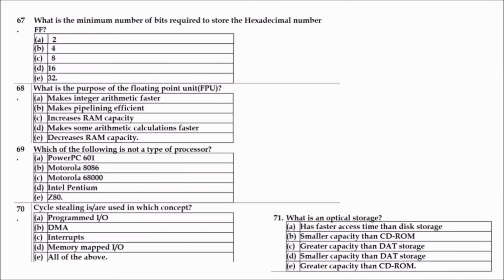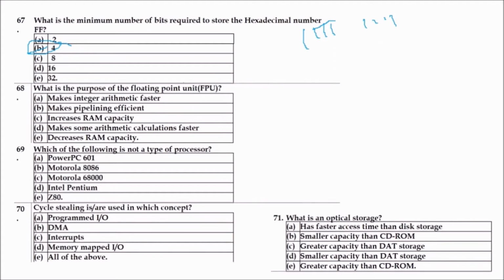This is the answer. Next is, what is the minimum number of bits required to store the hexadecimal number FF? FF is 11111111. The answer would be B. Why? Because the minimum number of bits required to store the hexadecimal number FF will not be this much. It will be only 4. So the answer is 4. Then, what is the purpose of the floating point unit, FPU?